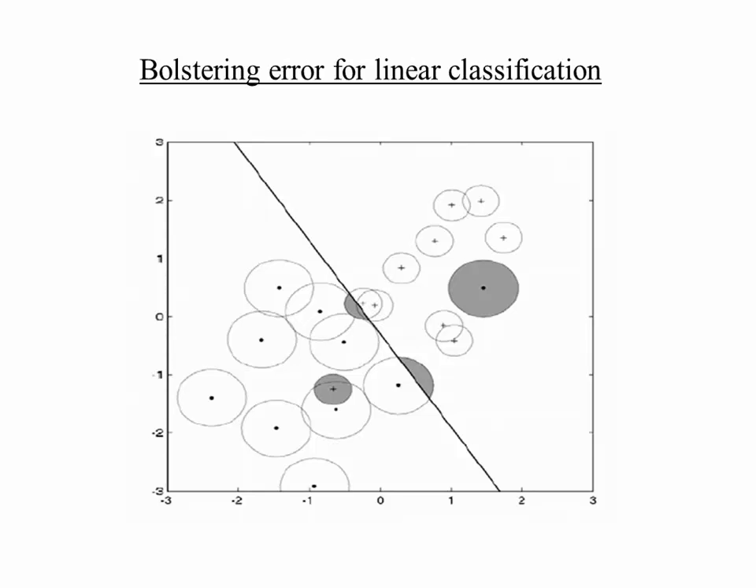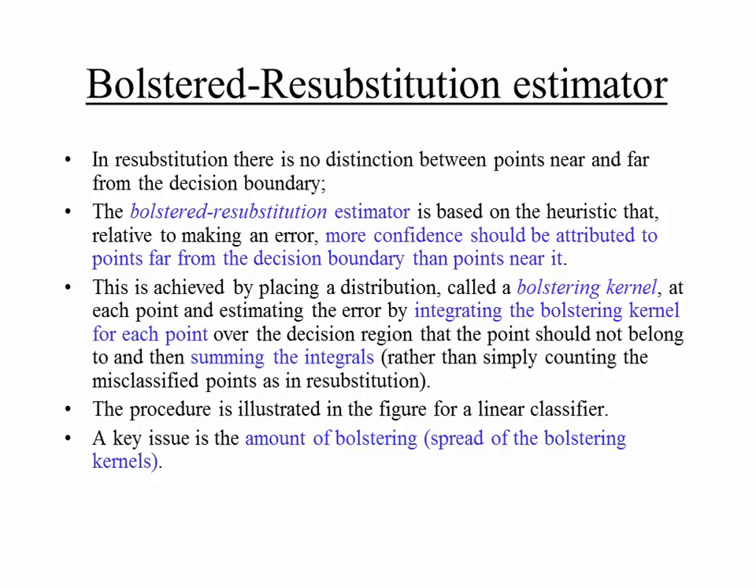Again, how big should the radius be and all that? That's a research issue, right? Like you've taken Professor Braganita's class. They worked on this particular method, okay? So in resubstitution, there is no distinction between points near and far from the decision boundary. The bolstered resubstitution estimator is based on the heuristic, again based on heuristics, relative to making an error, more confidence should be attributed to points far from the decision boundary than points near it, right?